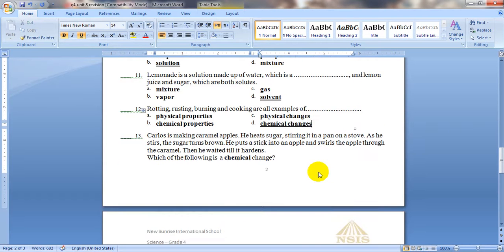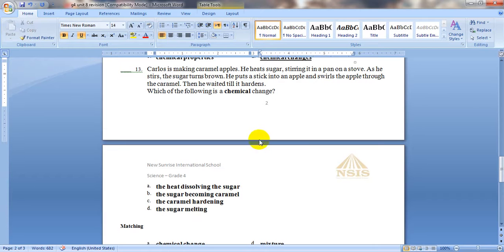The next question, number 13. Carlos is making caramel apples. He heats sugar, stirring it in a pan on a stove. As he stirs, the sugar turns brown. He puts a stick into an apple and swirls the apple through the caramel. Then he waits till it hardens. Which of the following is a chemical change?